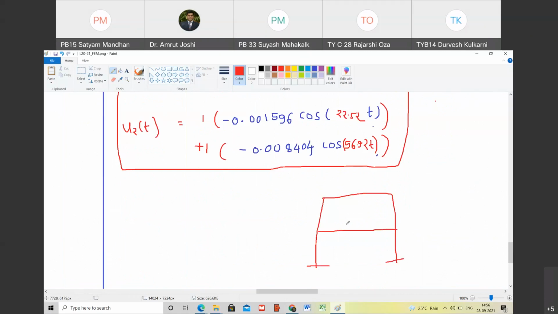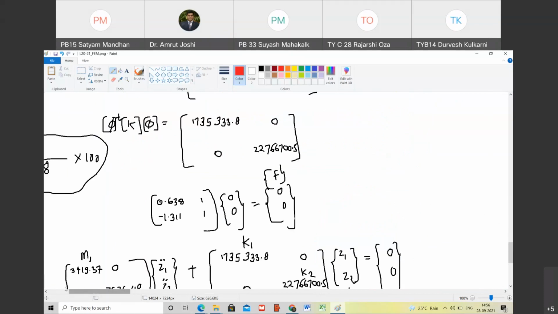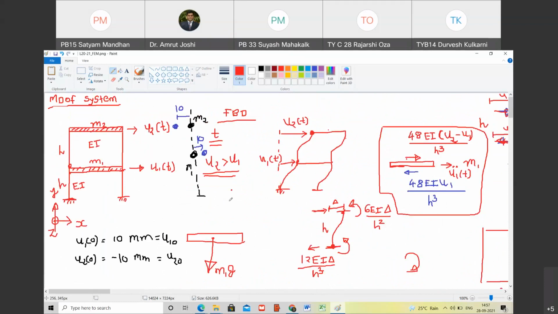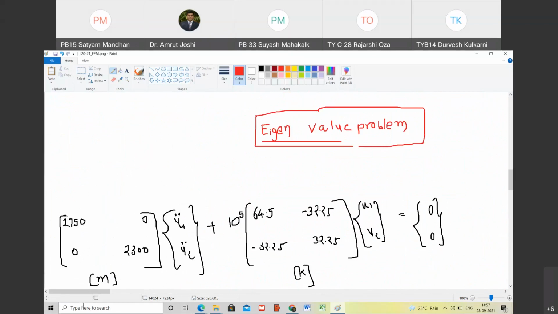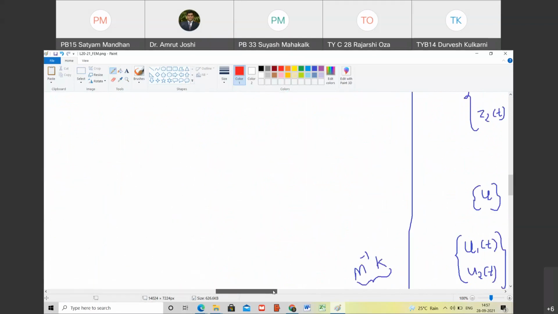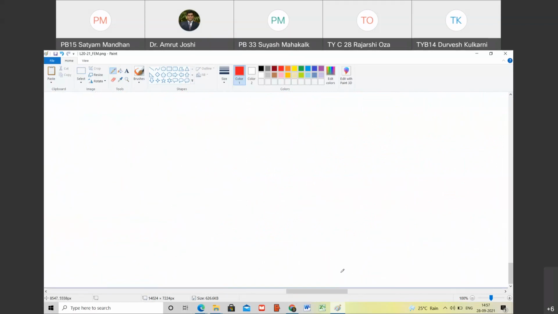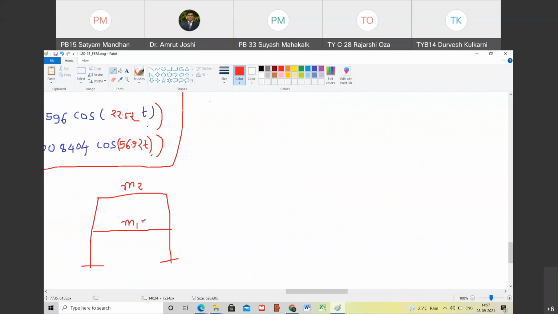This is M1, mass M1. This is mass M2. Happy? What were the masses? We have calculated those masses here. What are the values of M1 and M2? I don't remember that now, but we have taken those values. 2730 and 2300. Are you with me? Yes, sir. So M1 is equal to 2750 kg and M2 is equal to 2300 kg. Happy? Are you with me? Yes, sir. These are the values of M1 and M2.